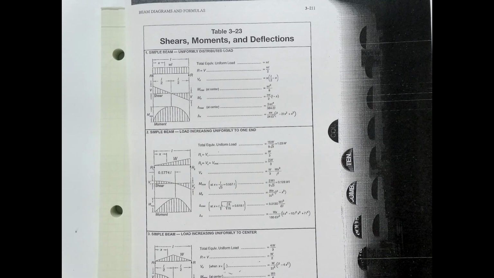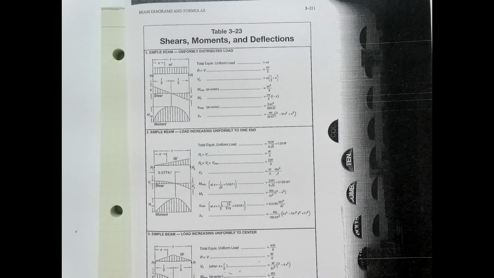If this is our loading condition, we have W as our uniform load, so the total equivalent uniform load is WL. The reactions are equal to the shear, which is WL over 2. The maximum moment occurs at the center, it's WL squared over 8. And that's all we'll use. This is from the steel table, believe it or not, but it works very nicely. You do this in steel. You look these things up, right?